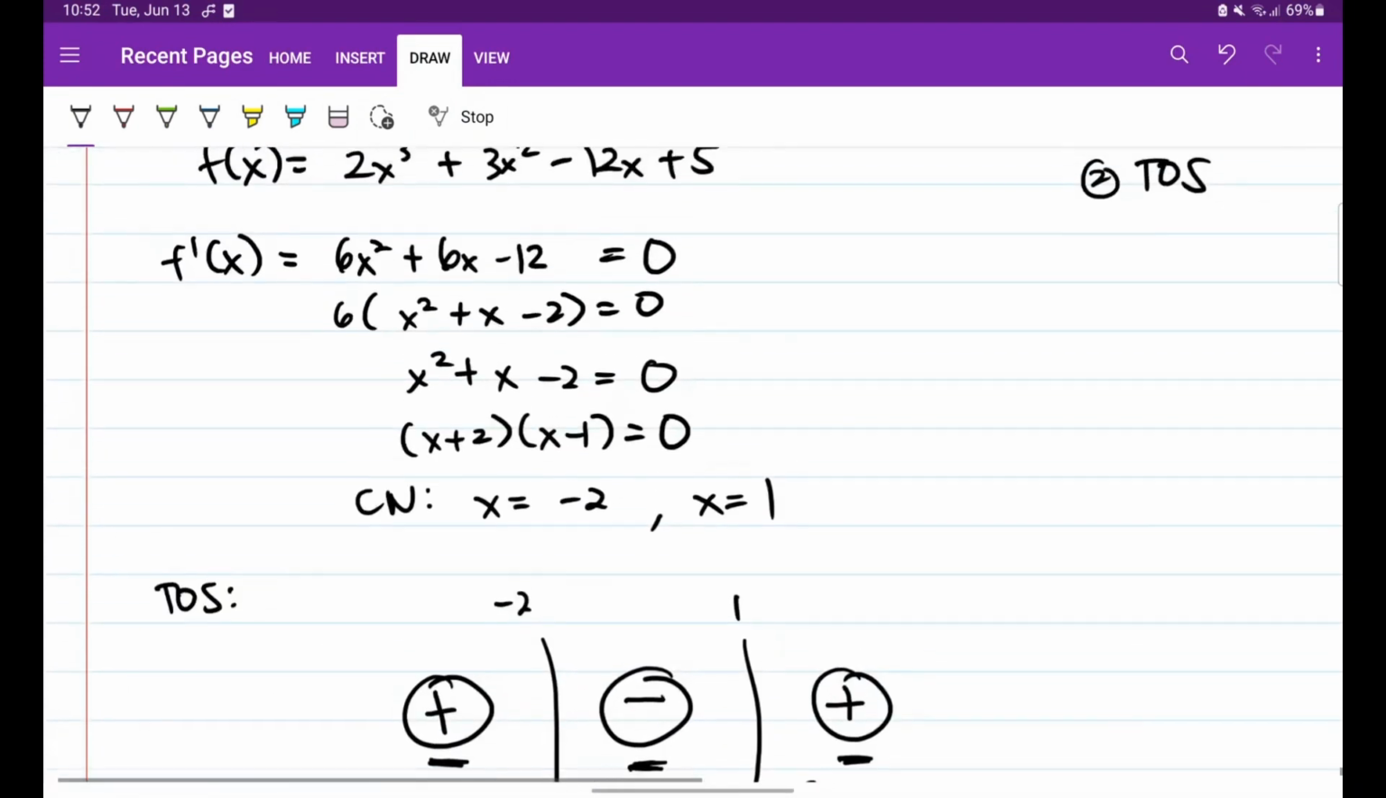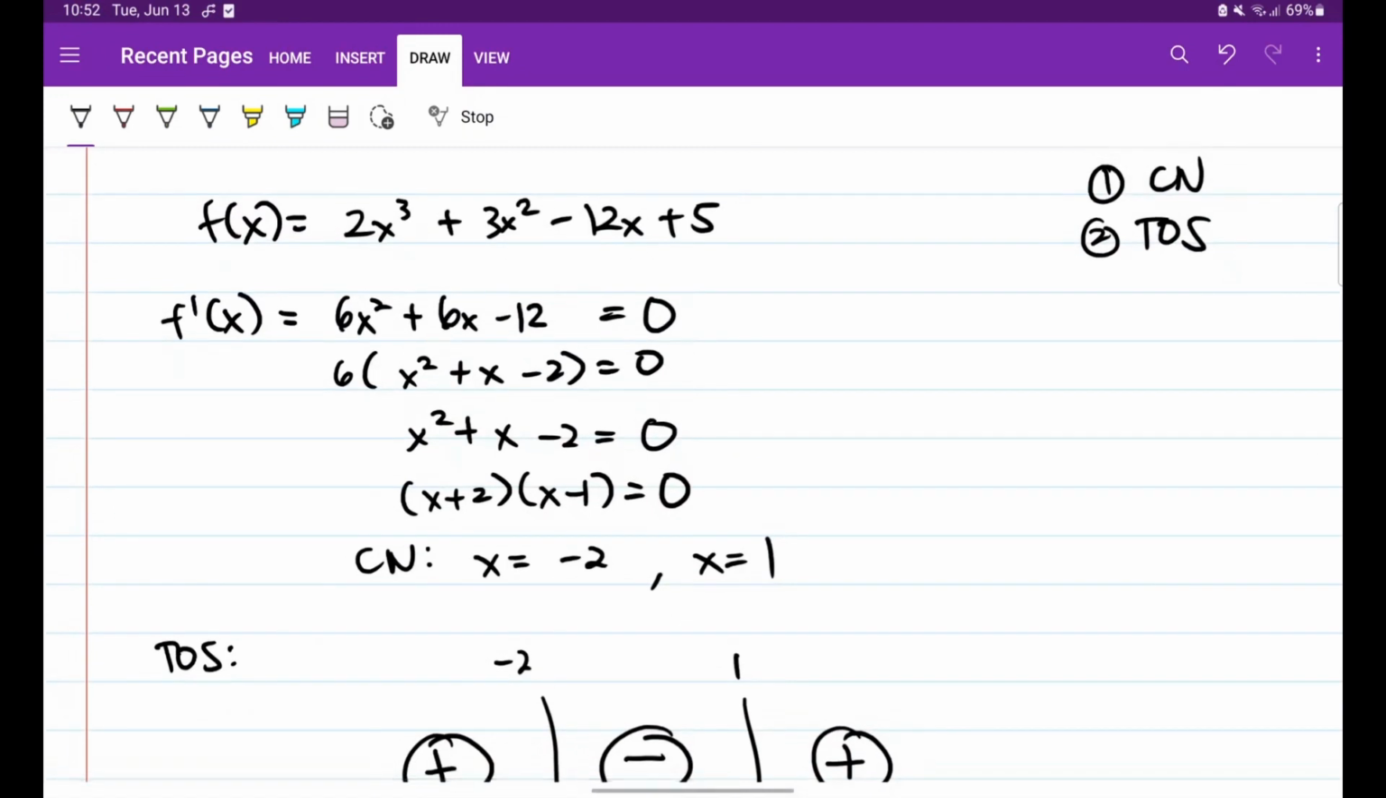So again, to perform the first derivative test is just first get the critical numbers and perform table of signs.